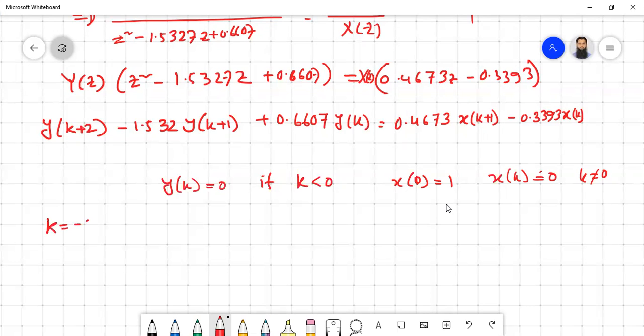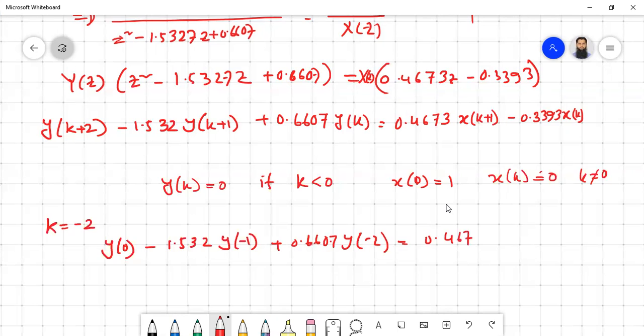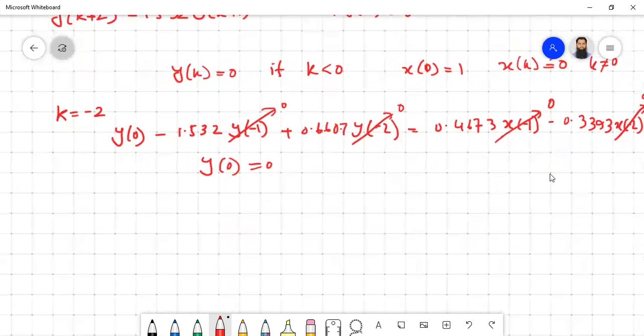So first of all, k equal to minus 2. Then the first parameter here will be y(0), then minus 1.532 y(minus 2 plus 1), so y(minus 1), and then plus 0.6607 y(minus 2), equal to 0.4673 x(minus 1) minus 0.3393 x(minus 2). As you can see, except for x equal to 0, everywhere else x is 0, so these are zeros. And this is also 0 because of the causal sequence. So we can easily find that y(0) equals 0. This is the first initial value of y.